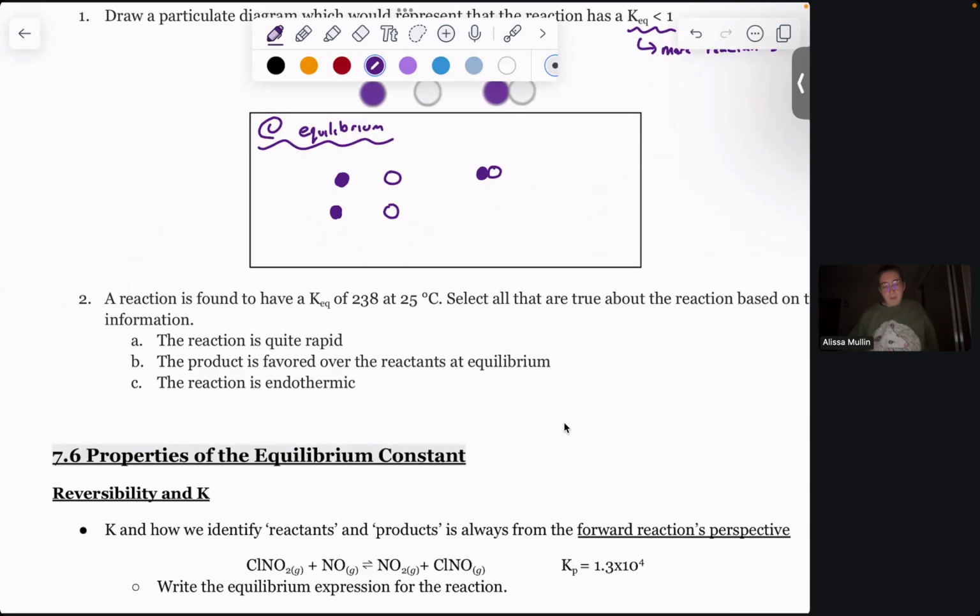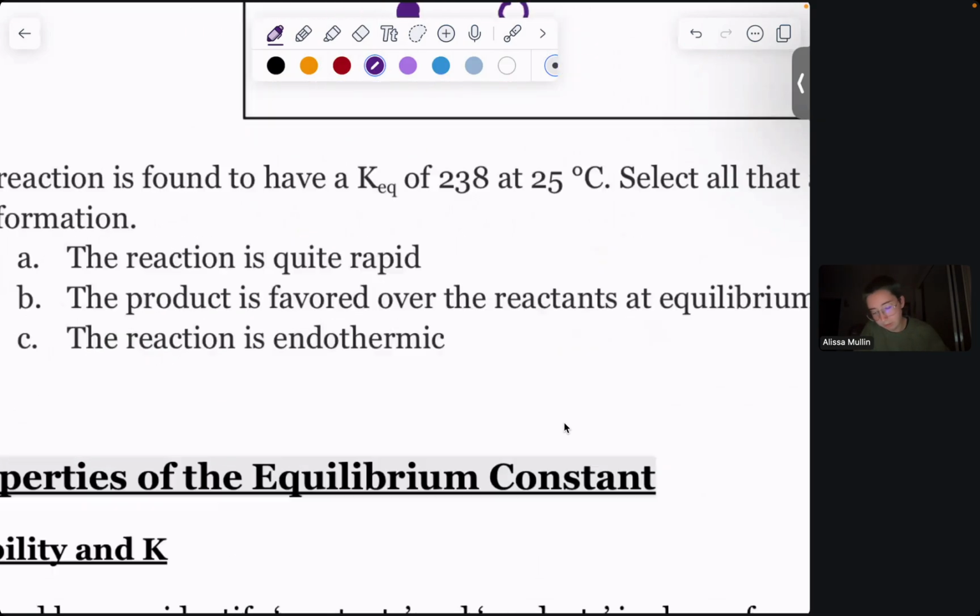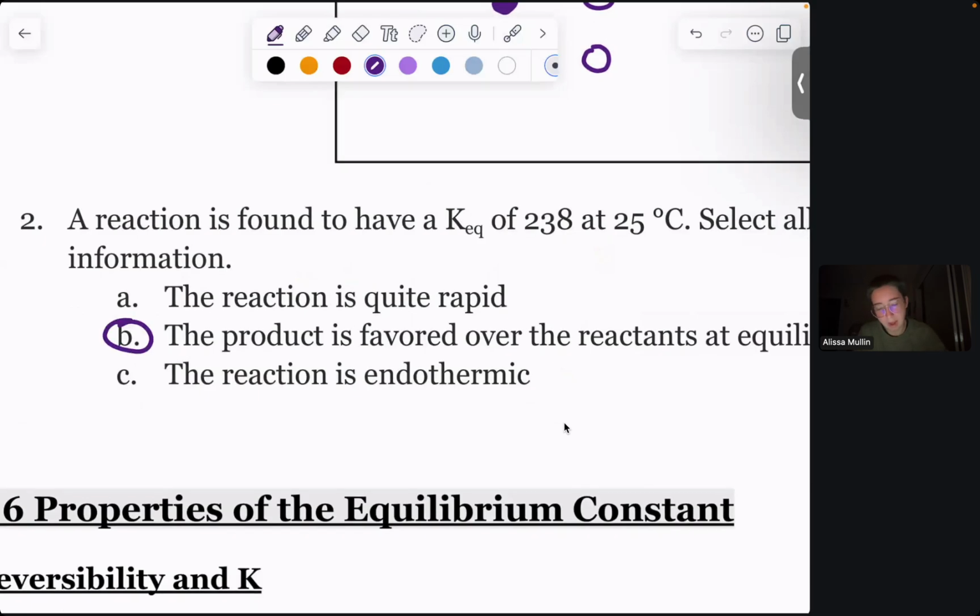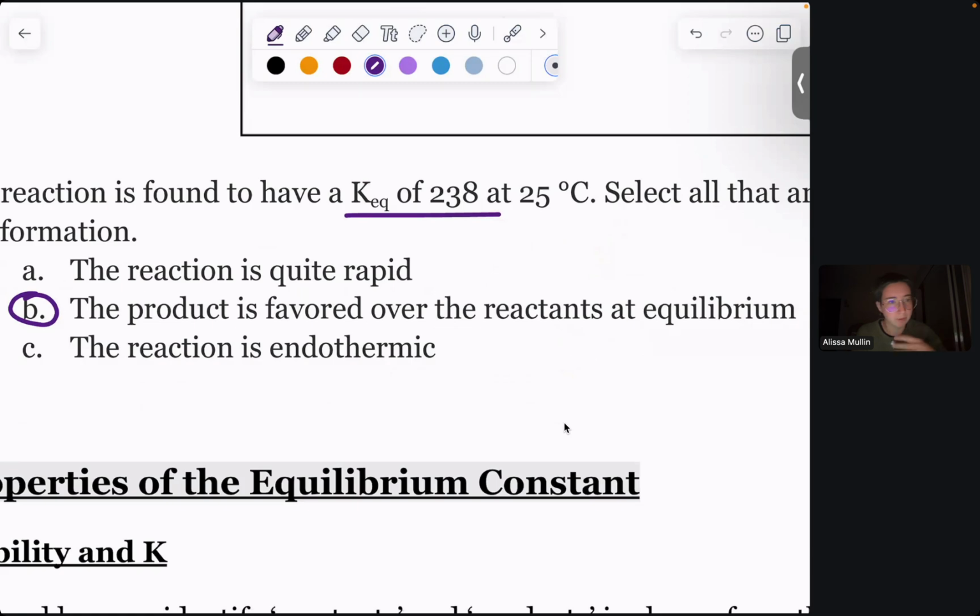Cool. And then, cool, looking at this one. Hopefully we recognize that having a K value, the only information that we're given about that is the favorability of our products versus our reactants. It does not tell you anything about rate, right? Initial rate. It doesn't tell you how fast you get to equilibrium. And hopefully you recognize that, okay, well, it doesn't tell me anything about endothermic, exothermic, right? You would need some information about delta H, that is the value that tells us endothermic.